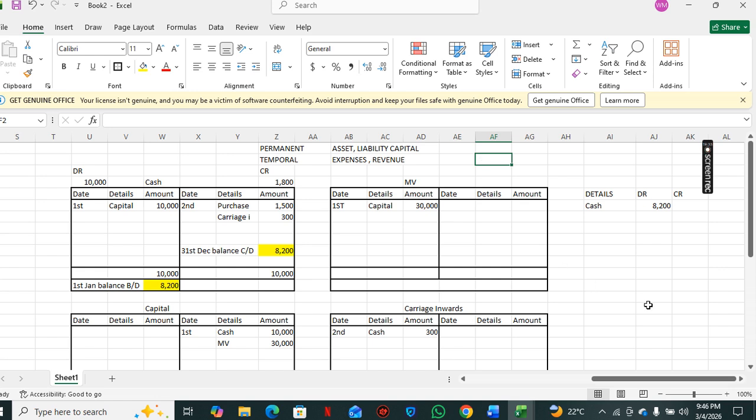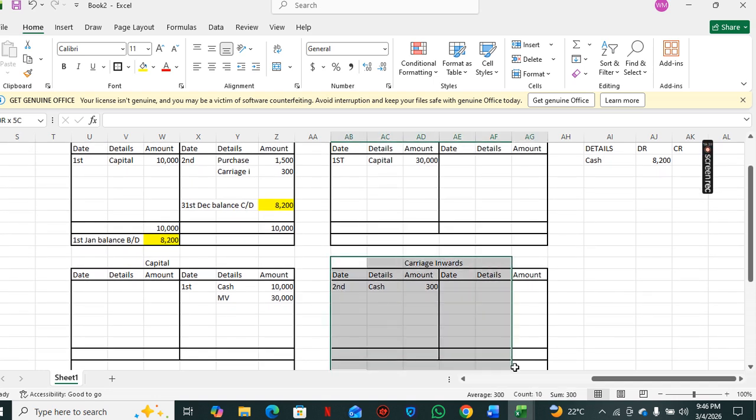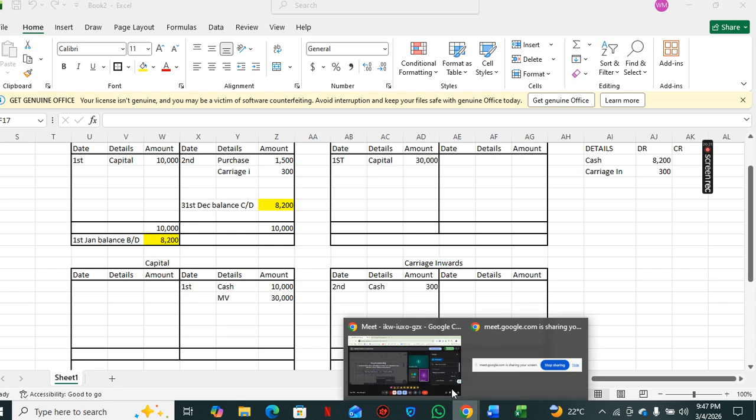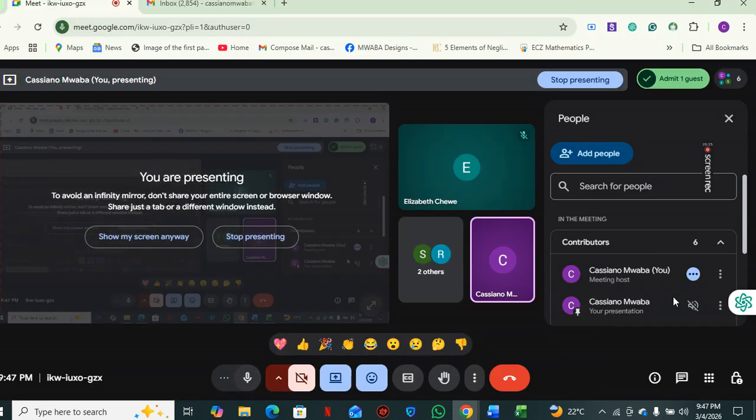So here carriage inwards is one of the temporal accounts because it's an expense. For these temporal accounts, where the amount is, that's where it's going on the trial balance. Here this amount, this 300 kwacha, is on the debit side. So you're just going to put here carriage inwards, debit side 300. The way you close this account, because you're first supposed to close then post, but the trick that you just need to remember is where the amount is for a temporal account, that's where it's going on the trial balance.